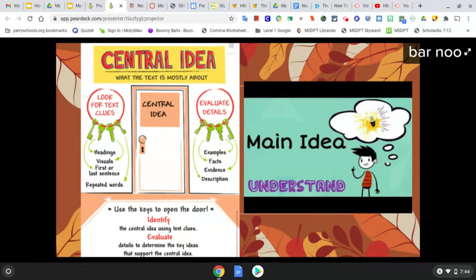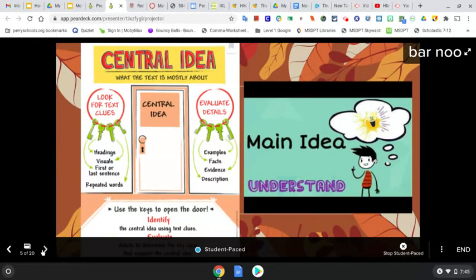Now, in this slide, I want you to go ahead, if you haven't done so already, go ahead and watch that main idea and understanding main idea video because it definitely gives us some great strategies that we could use to help us identify that central or main idea when we are reading a piece of text. All right. So watch that video and then come on back to me.